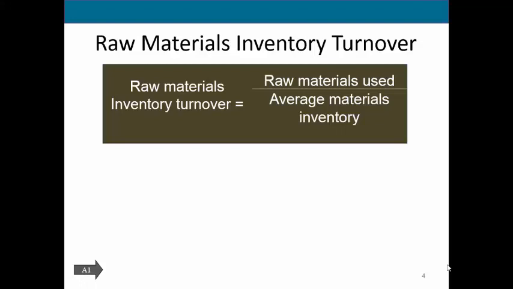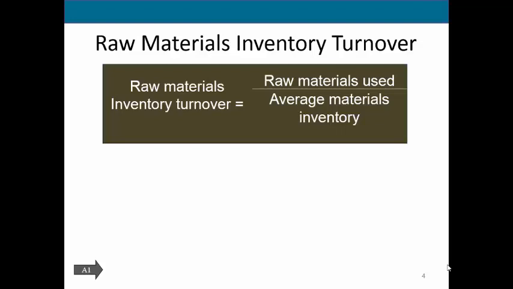So along with the idea of lean manufacturing and just-in-time inventory, I want to introduce the raw materials inventory turnover ratio. And this ratio is going to give us an idea of how efficient a company is in managing their raw materials. So the raw materials inventory turnover is a simple calculation. The numerator is going to be the raw materials that we have used in the manufacturing process. We'll divide that by the average materials inventory. And what this is going to tell us is how quickly are we using the raw materials that we have on hand.